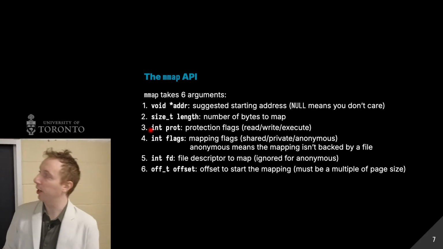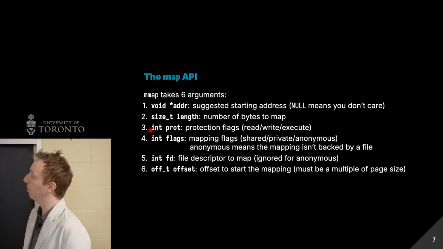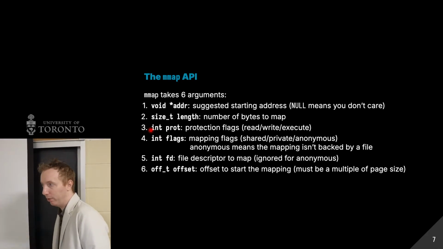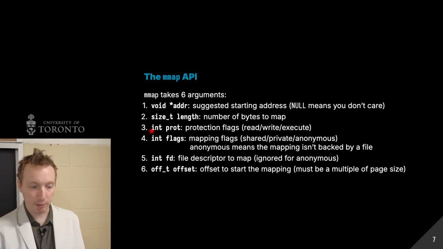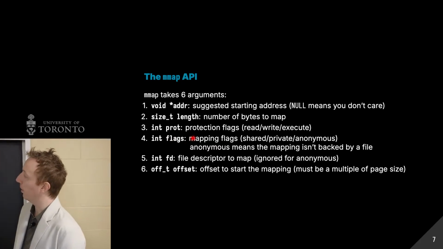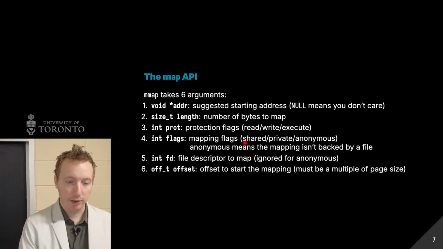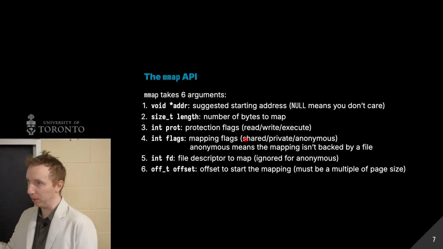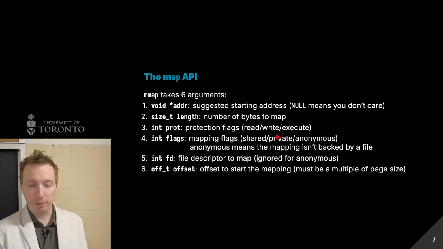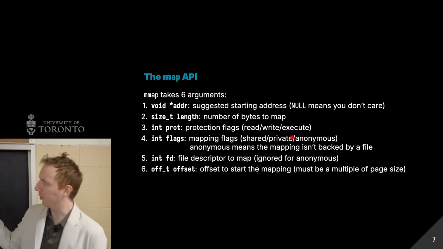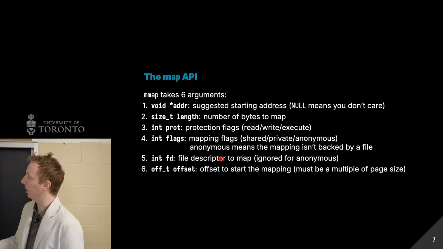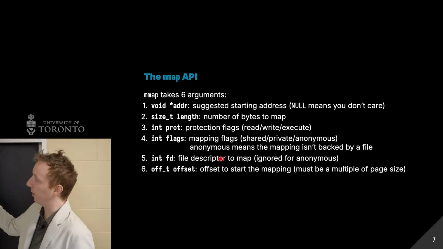Then the third argument is protection flags. So what should I be able to do with this page? Read, write, execute. Probably looks familiar to the bits on a page table entry. What am I allowed to do with this memory through this virtual page? Then there are flags for the mapping itself. Some are shared, private, and anonymous. Shared means if I fork, it will be mapped to the exact same thing in the child process. So that's one way to share memory. Private means that won't be the case, and it also changes a bit when it refers to a file, which we'll see. And anonymous means the mapping isn't backed by a file. By default, it's backed by a file.